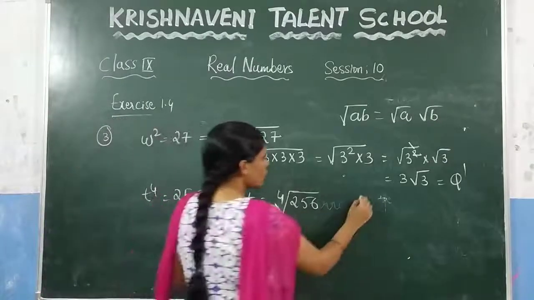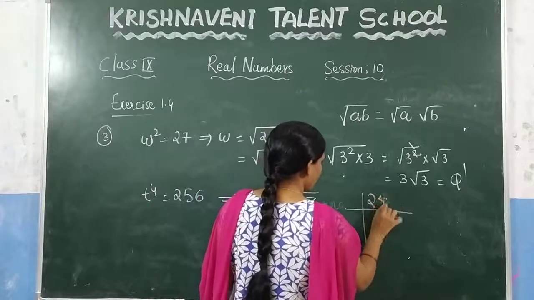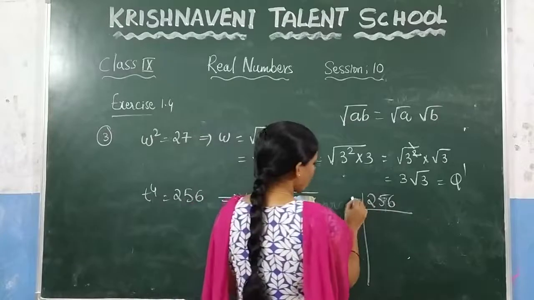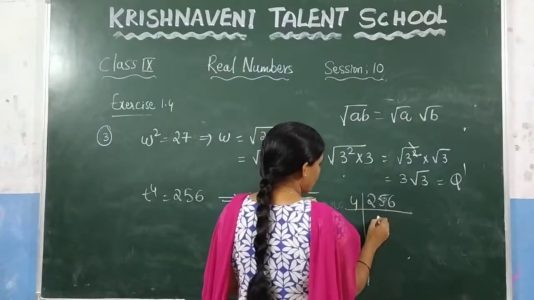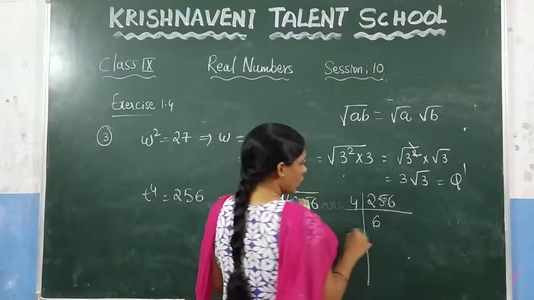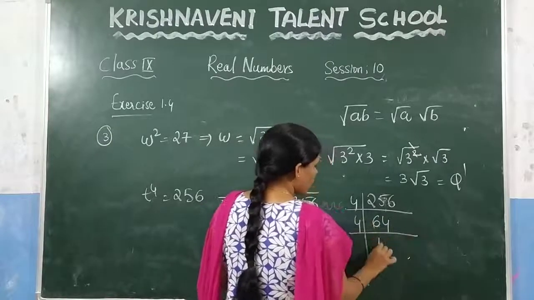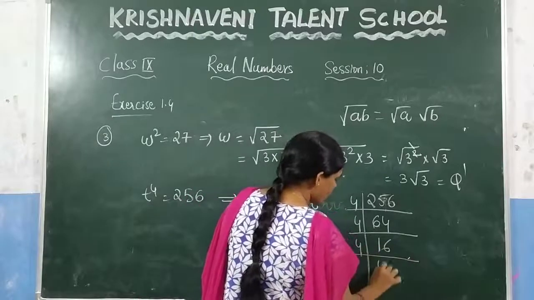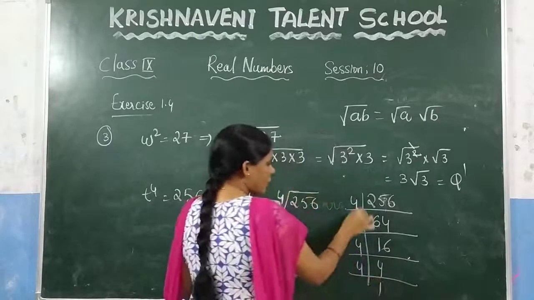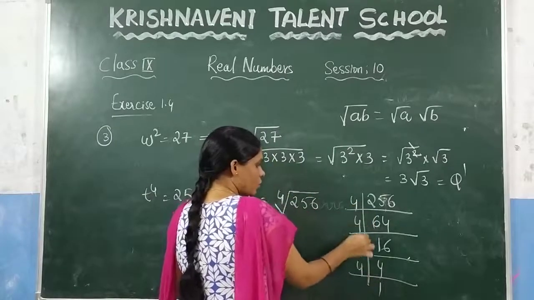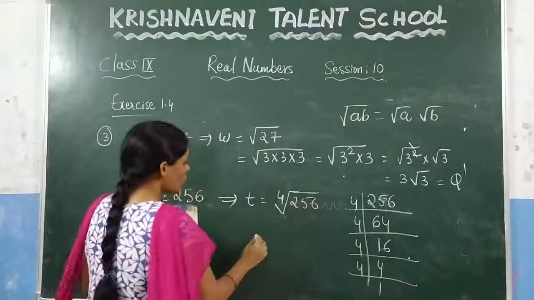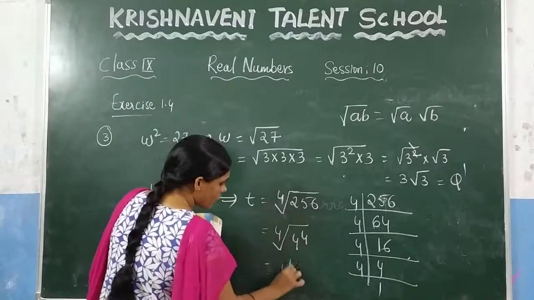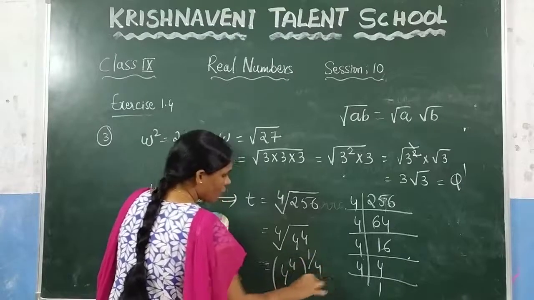We will check. Now do the factorization of 256. In which table will it get cancelled? Now check it. In the 4 table, 4 6s are 24, 1 will remain, 4 4s are 16. Again 4 1s and 4 6s. Again 4 4s are 16. Now 4 1s. How many times is this 4 repeating here? 1, 2, 3, 4. So we can write this as 4 power 4. So here this we can write as 4 power 4 whole power 1 by 4.